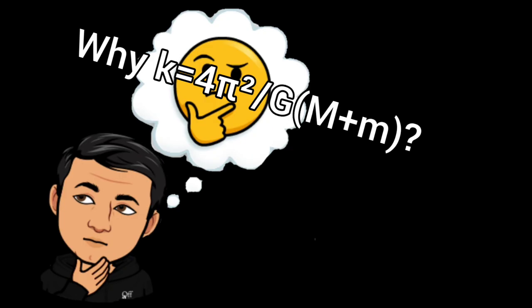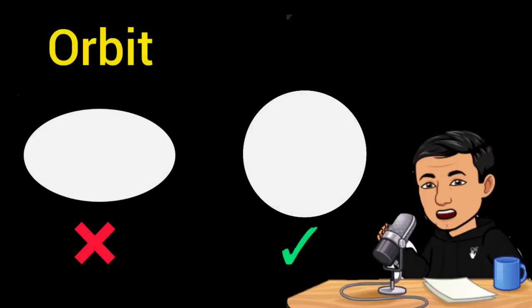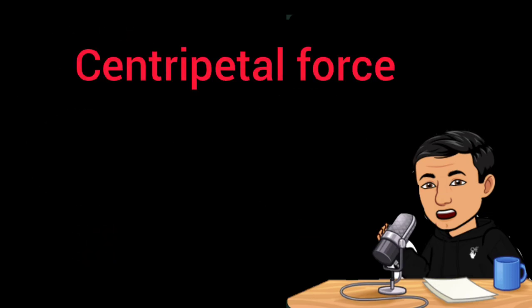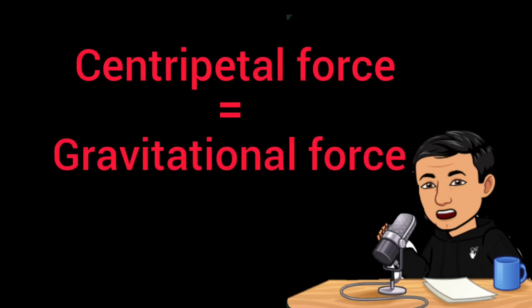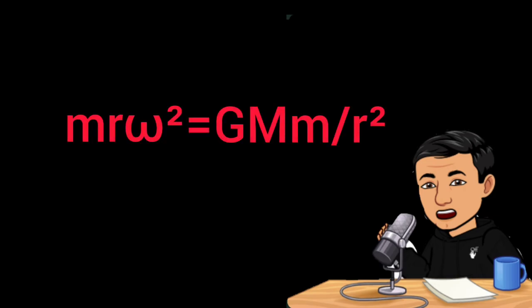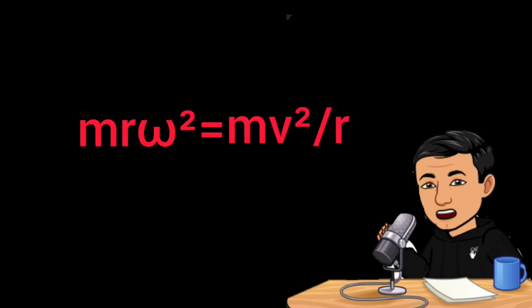But why is the constant value 4 pi square by G whole into M plus m? See, if we assume the orbit to be circular, then equating centripetal force to that of gravitational force acting on a body in that particular orbit, we get m r omega square is equal to G whole into small m multiplied by capital M by R square. The centripetal force m r omega square can also be written as m v square by r.